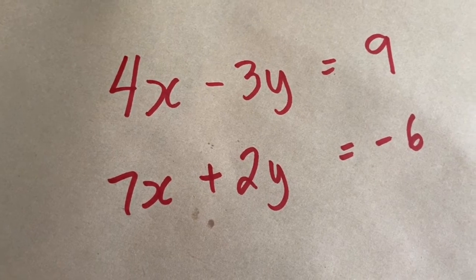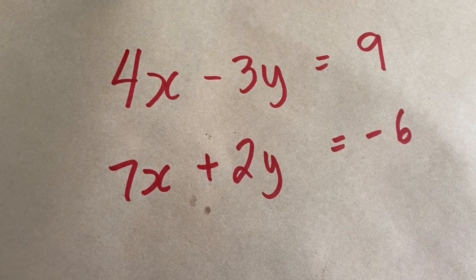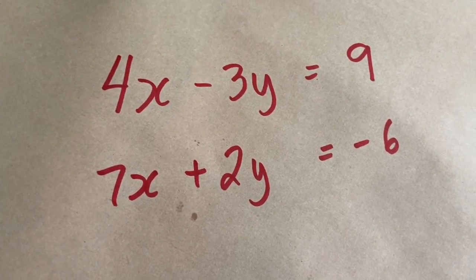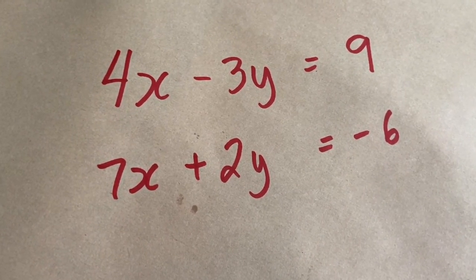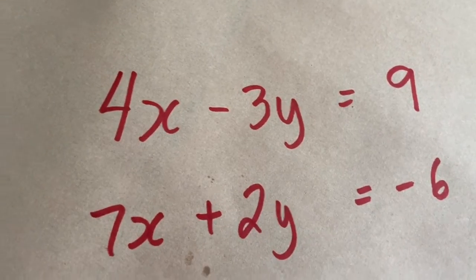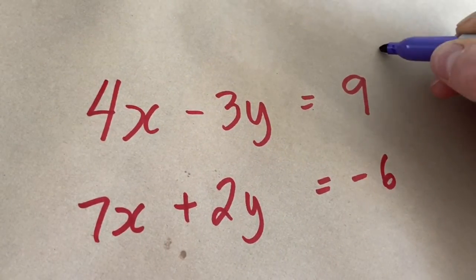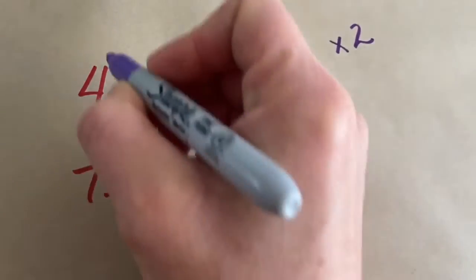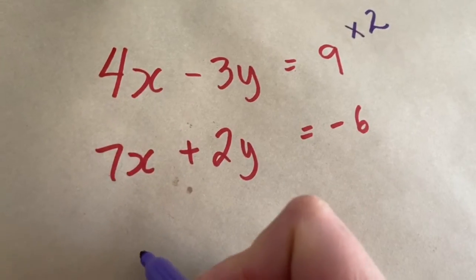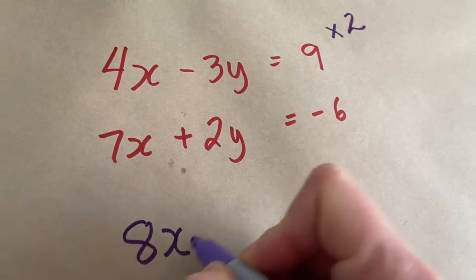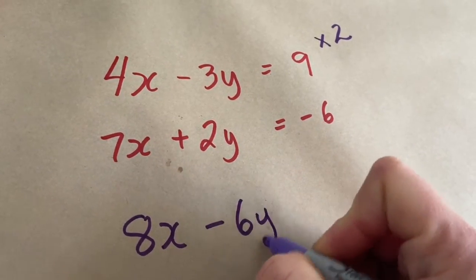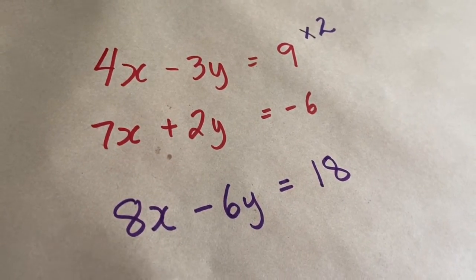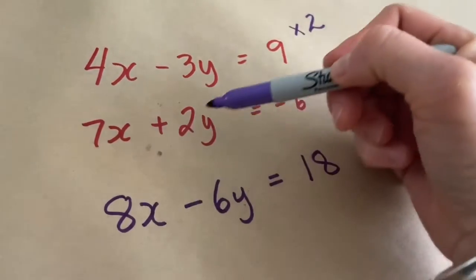So when you can't think of a number to multiply that will give you the other coefficient, you're going to have to multiply both equations. For example, if I were to multiply this top equation by 2, that means I need to multiply everything by 2, I would have 8x minus 6y is equal to 18. Okay, that doesn't seem to help because I still have 7 and 8 and 2 and 6.